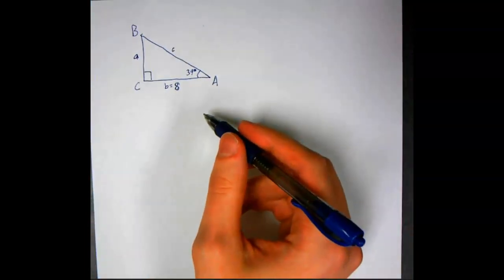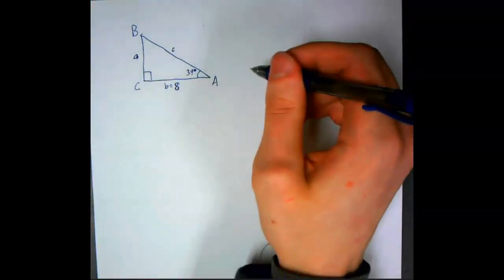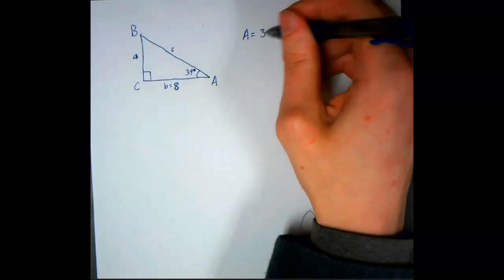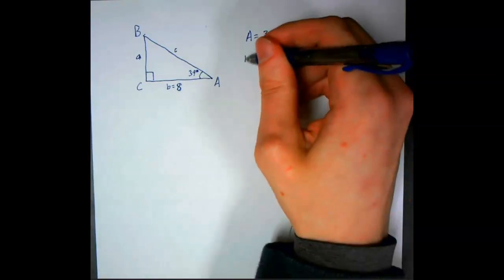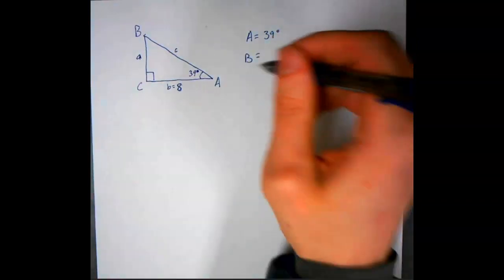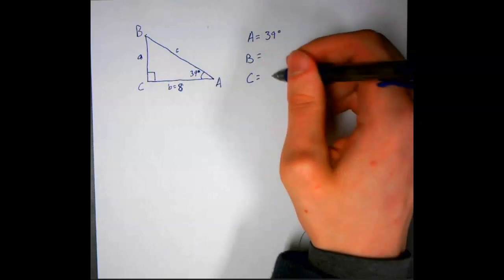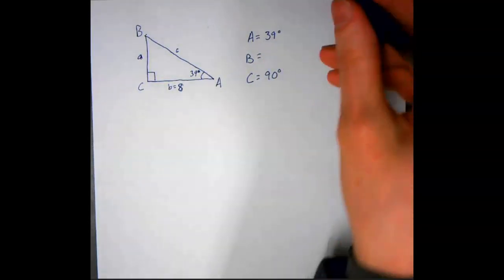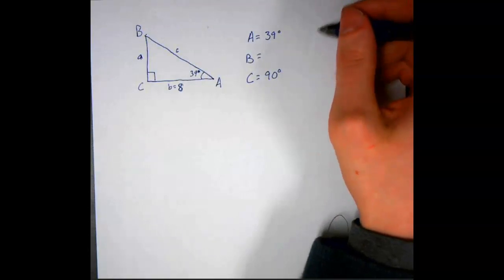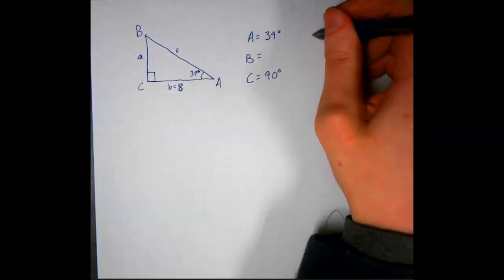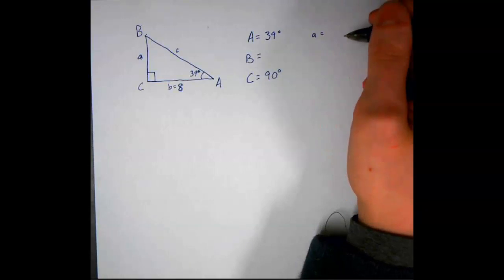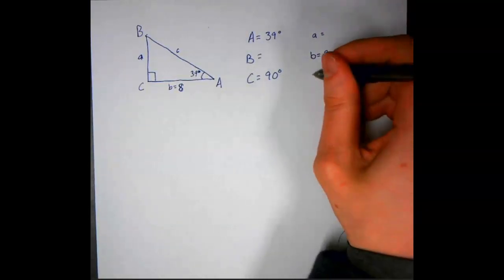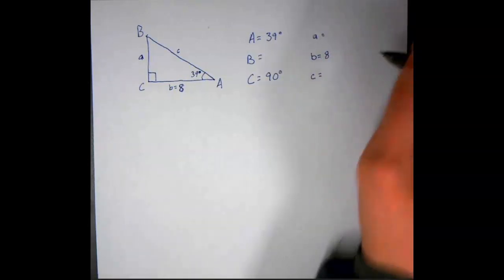So now that we have that labeled, let's go ahead and write down what we have so far. So we know that A is 39 degrees. B, we don't know yet. C is 90 degrees. And for our class, it will always be 90 degrees for C, for right triangles, that is. For side A, we don't know. Side B is 8. And side C, we don't know yet.